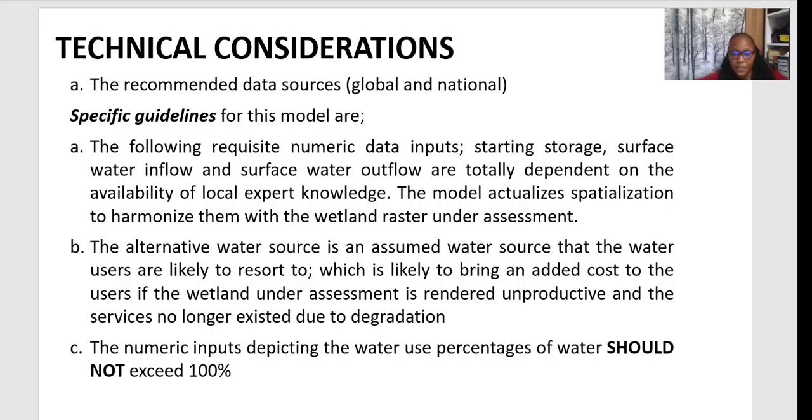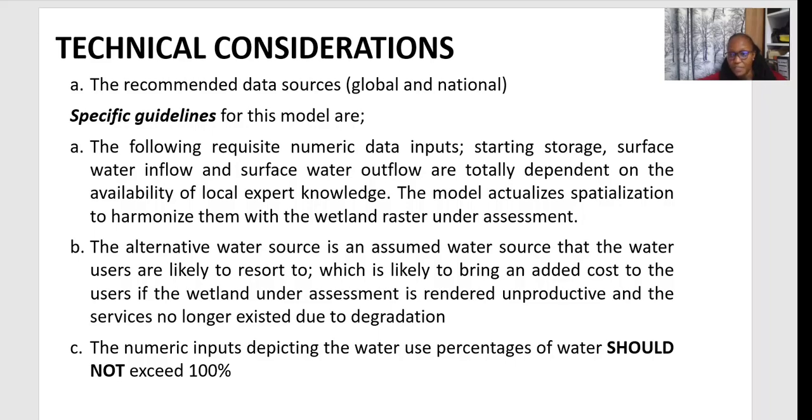The alternative water source is an assumed water source that the water users are likely to resort to. So what we are trying to say is, if, for example, we wake up today and find Lake Victoria has dried up, of course, we do not hope that will happen in the near future. What would be the next alternative source? How far would people have to go to get water? Would they have to go to Lake Tanganyika now that Lake Victoria is no longer reliable?